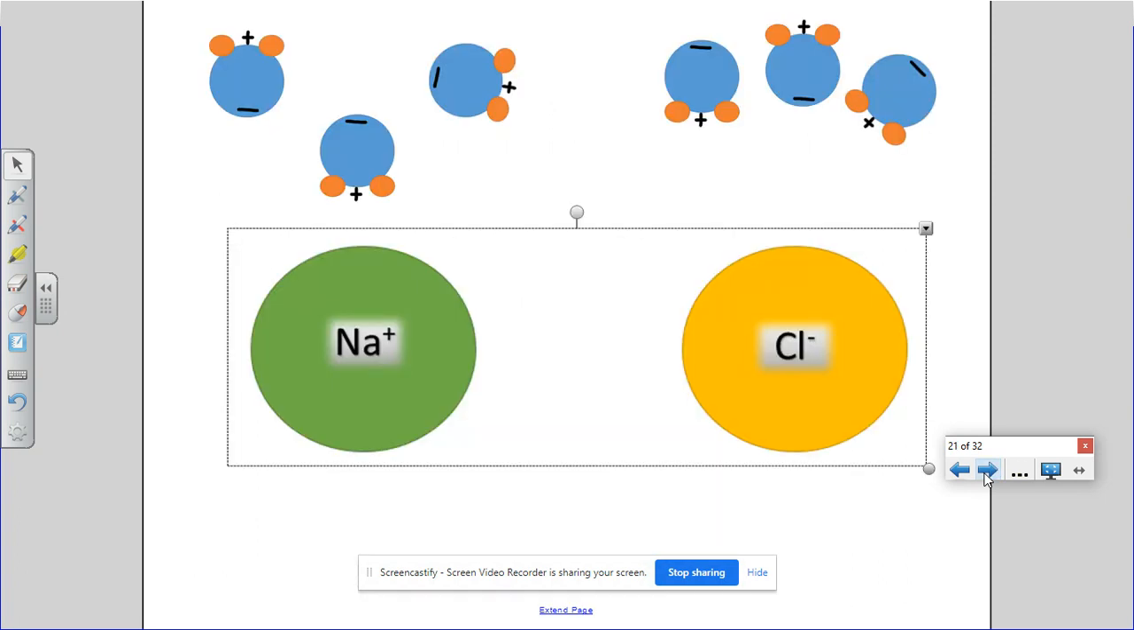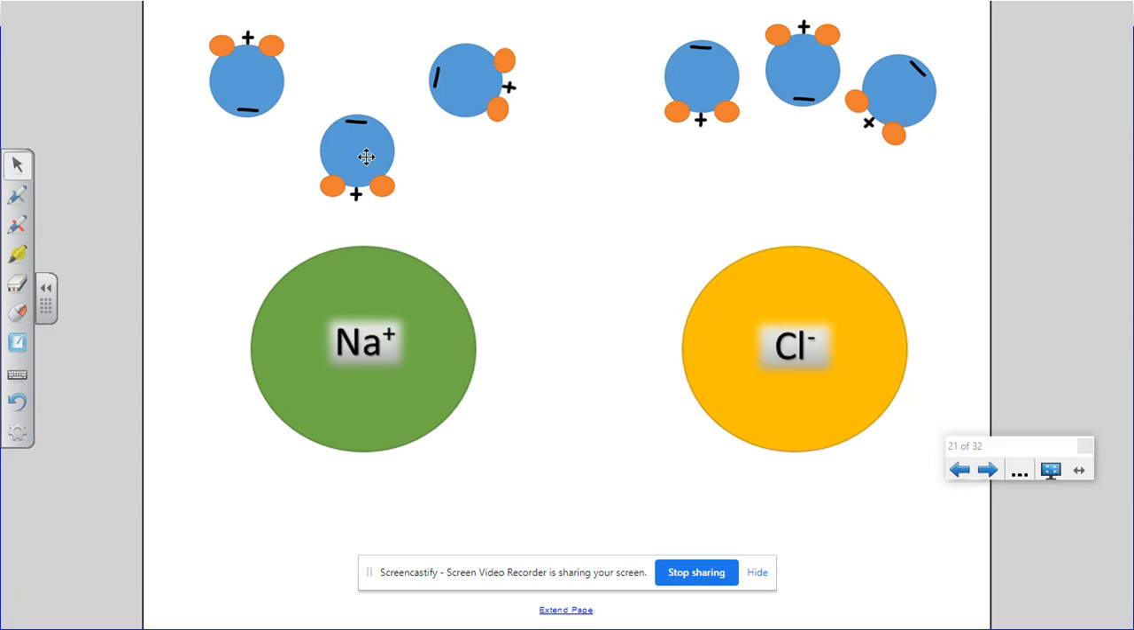Now let's think about how this might happen. If we have NaCl, this is table salt. Whenever table salt is put in water, it actually dissociates into its two ions of sodium, Na, that has a positive charge, and chlorine, Cl, that has a negative charge.